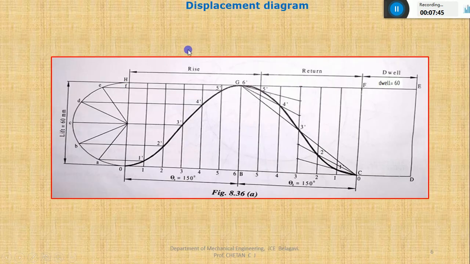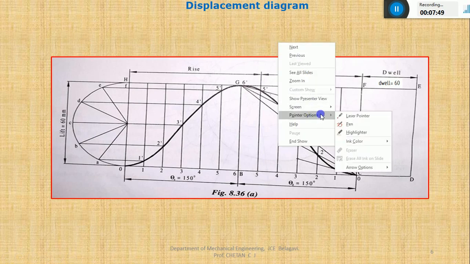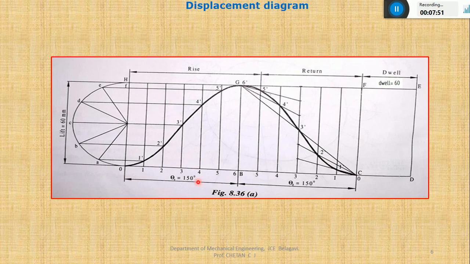So this is the first step. I need to draw this displacement diagram similar to the previous problems. So you can see for the first 150, it is an outstroke, which is with a simple harmonic motion. And for the next 150, it is a uniform acceleration and retardation motion. And you can see there is no dwell at all. Theta d1 is 0. And for the last 60 degree, there is one more dwell. It means the curve will be flat.